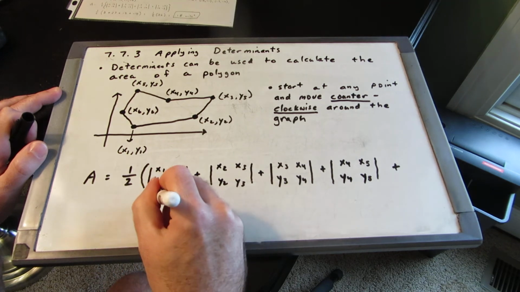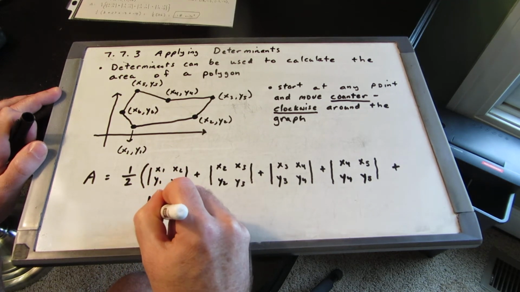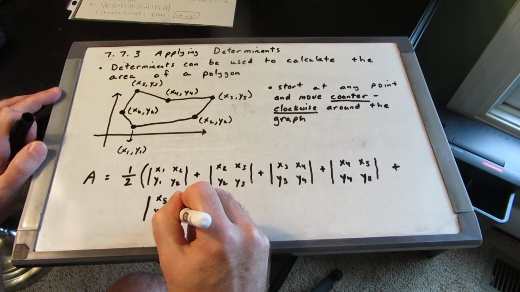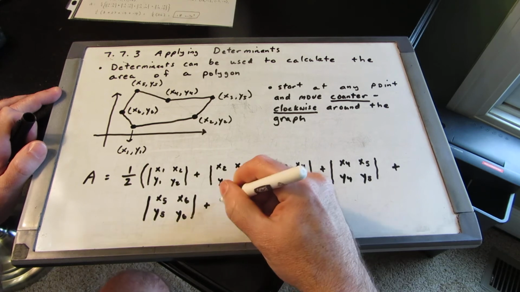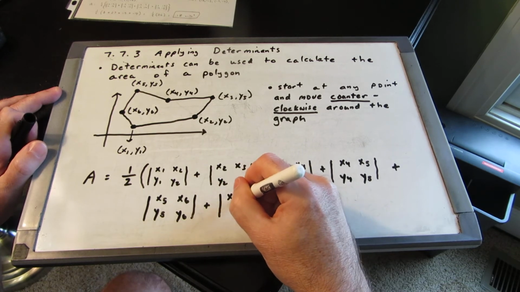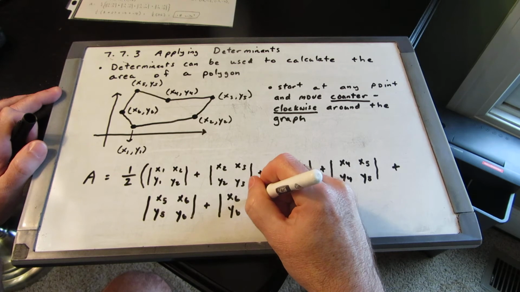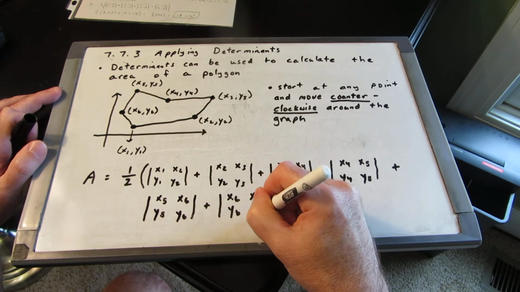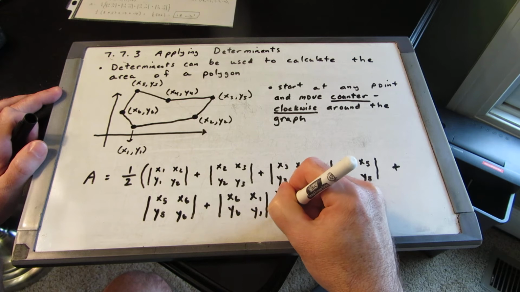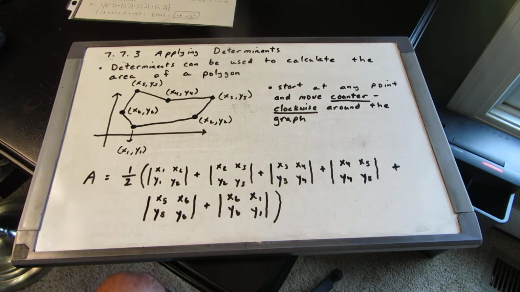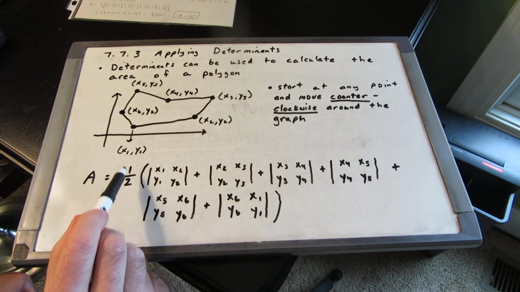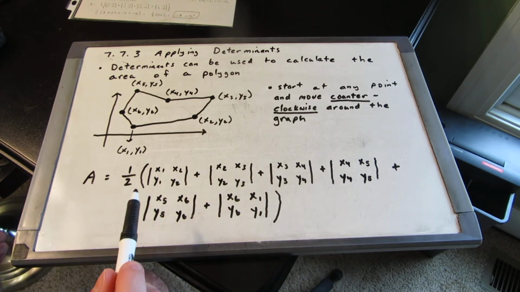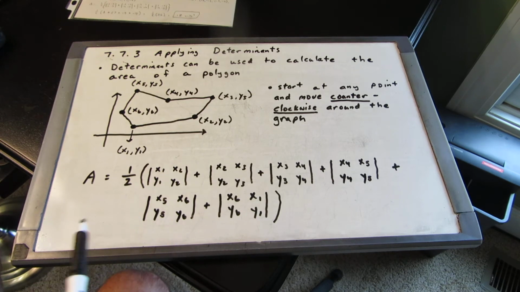And x5, y5, x6, y6. And then we finish it up: x6, y6, and your last point is what you began with, x1, y1. So that looks like a whole lot of work, but you're just getting the determinant for each one of those, adding them all together and multiplying by 1/2, and that'll give you an area for any polygon, including a triangle. Okay, so our first example is going to be a triangle.